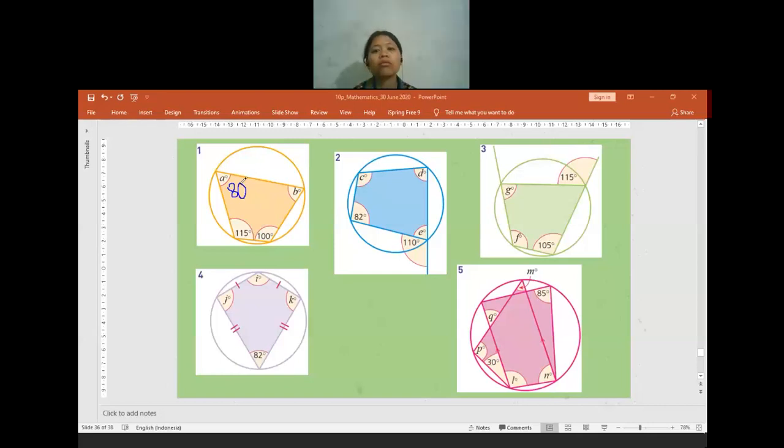180, right? So the 100 is opposite to which angle? Yeah, the 100 will be opposite to the angle A. They are opposite facing each other. In total will be equals to 180. I already have 100 here, so the leftover will be 80.